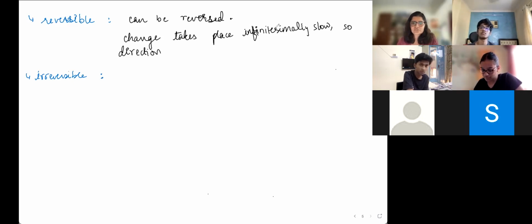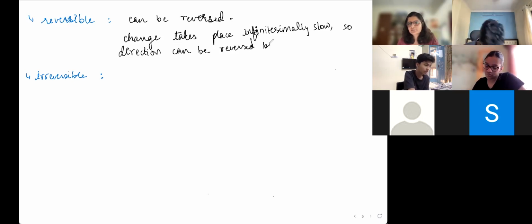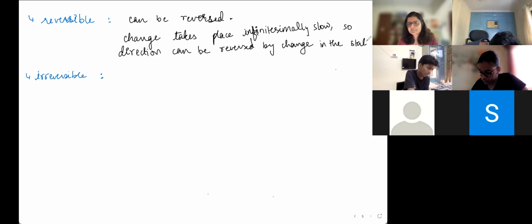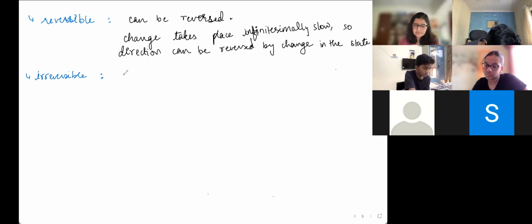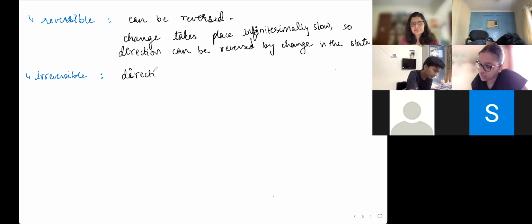So it takes place so slowly that the direction can be reversed by a change in the conditions. By changing the pressure a little, the direction can be reversed. By changing the temperature, you can reverse that process. In an irreversible process, the direction cannot be reversed.